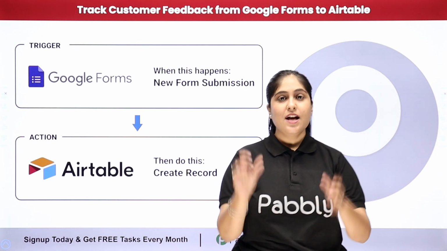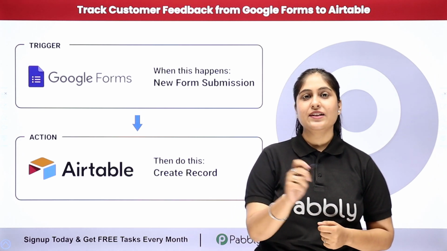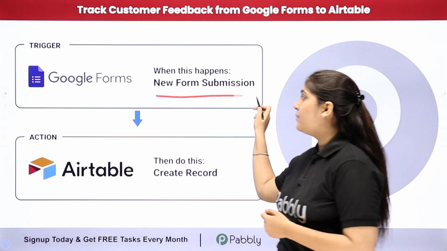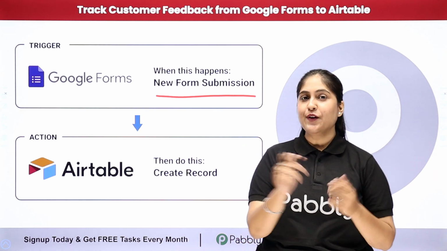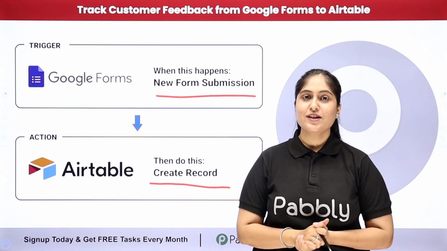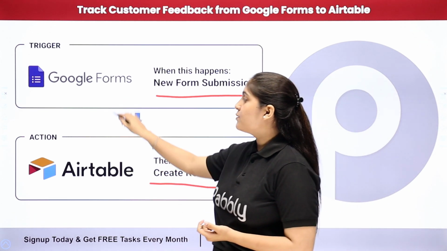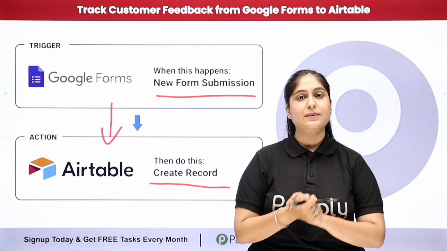To Airtable. So here I'm receiving new feedback through my Google Forms, and my objective is that when I receive a new form submission, the same submission should automatically be added as a new record in my Airtable account. To automate the entire process, I need to connect my Google Forms with my Airtable using an automation software named Pabbly Connect.